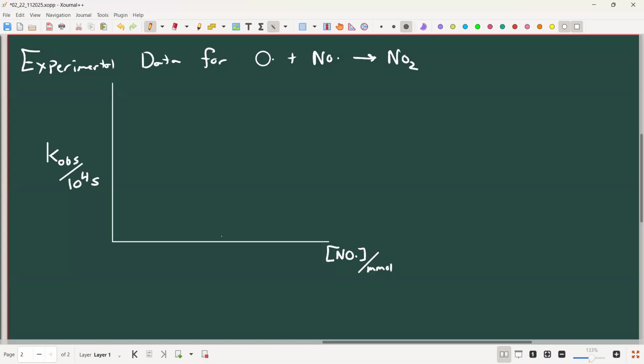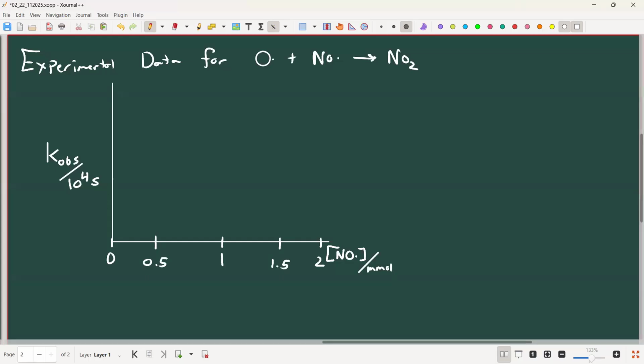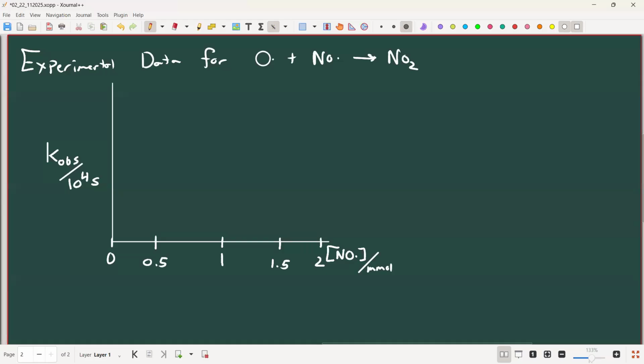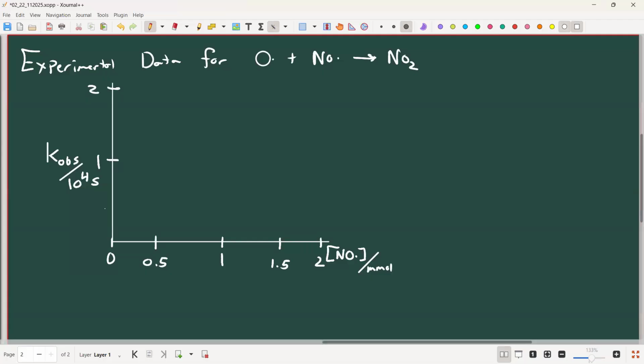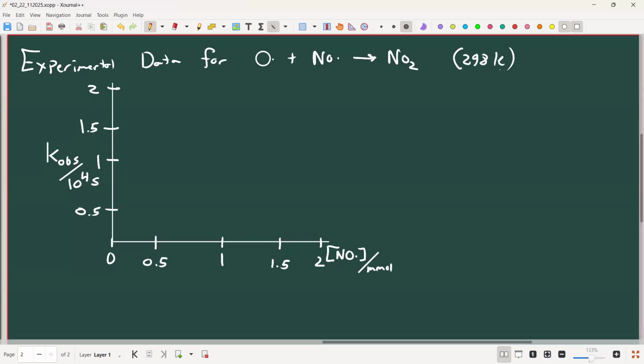And let me put a couple of marks here. So let's mark everything out. So this is going to vary between 1 and 2 millimolar. And my rates are going to vary between, I think, 1 and 2 times 10 to the 4. Yeah, 1 and 2. So the top point will be 2, middle point will be 1, and 0.5, and 1.5. And this is done at, I think, room temperature. I have to double check, but let's just say it's room temperature.